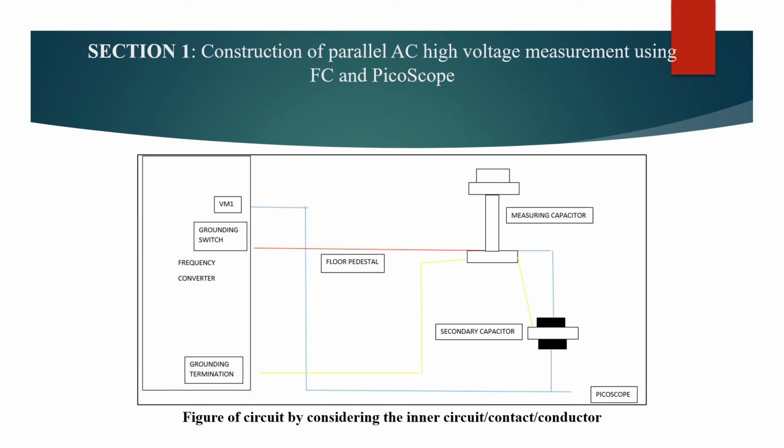Construction of parallel AC high voltage measurement using FC and Picoscope. As you can see in the figure, this is the connection between the frequency converter and the Picoscope. The connection from the secondary unit to VM1 is to measure the voltage, which is a maximum voltage of 7 volt RMS.